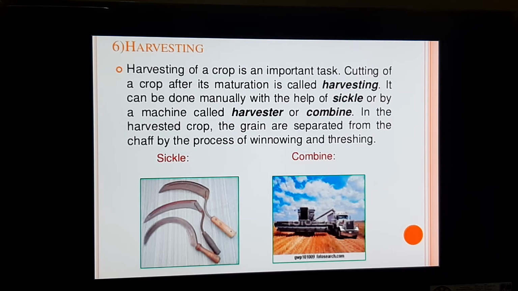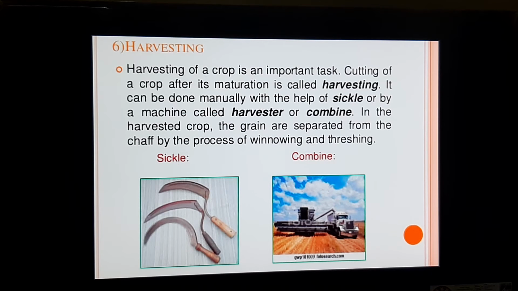Harvesting can be done manually with the help of a sickle, or by a machine called a harvester or combine. In the picture you can see a sickle and a combine machine. By the sickle the plant or crop gets cut. This is done manually. Otherwise it can be done with the help of a machine, and that machine used for harvesting is called a harvester or combine.